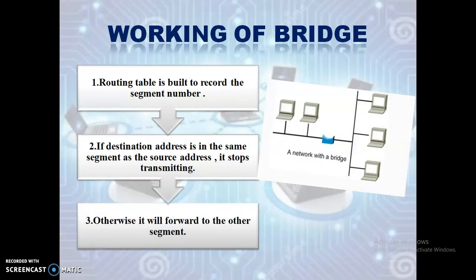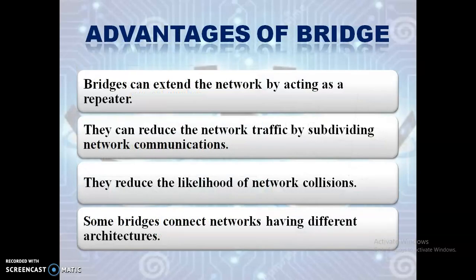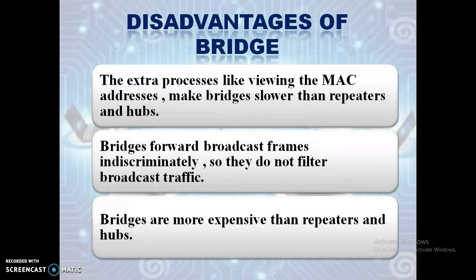A routing table is built to record the segment number. If the destination address is in the same segment as the source address, it stops transmitting. Otherwise, it will forward to the other segment. This working is also shown in the picture. Bridges can extend the network by acting as a repeater and can reduce the network traffic by subdividing network communications. But they are more expensive than repeaters and hubs and operate slower than them.